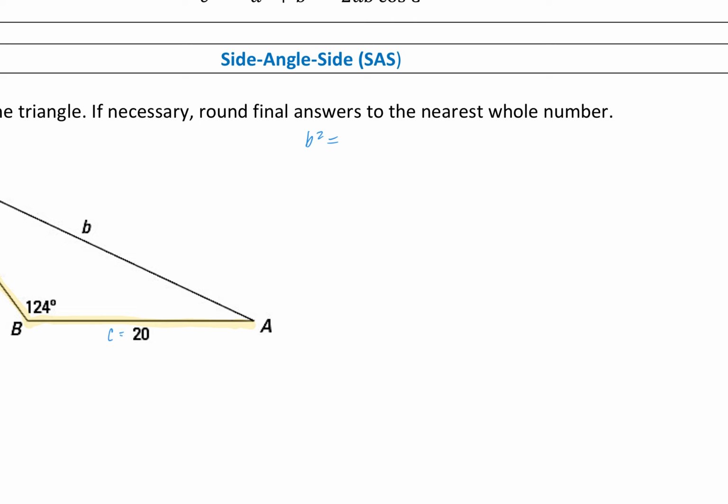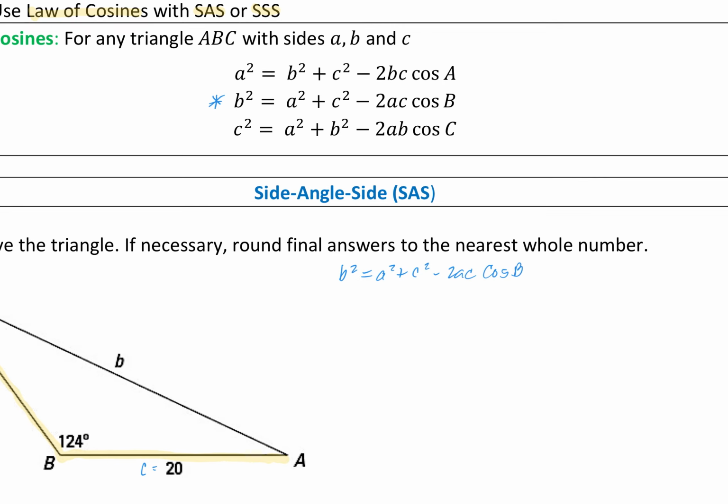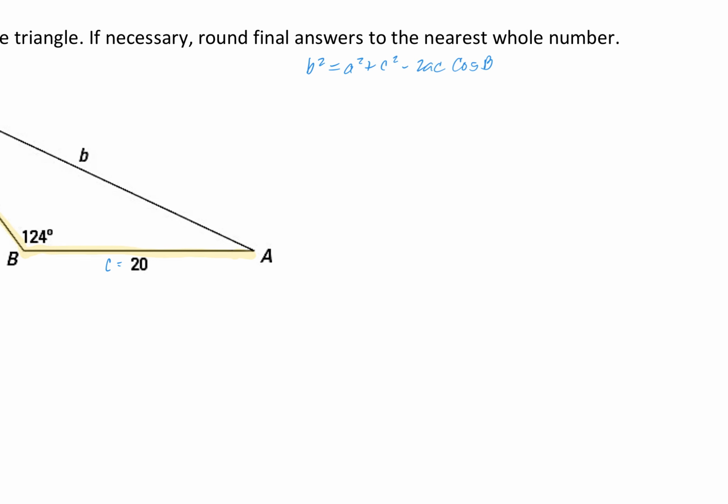I'm going to write down the formula that I'm using. I'm using B squared is equal to A squared plus C squared minus 2AC cosine of B. And another reason why I chose this formula is because I have A, C, and I also have B, angle B. If I chose any of the other two, I would have an issue because I don't have angle A and I don't have angle C. So I always want to choose a formula where you have the most information.